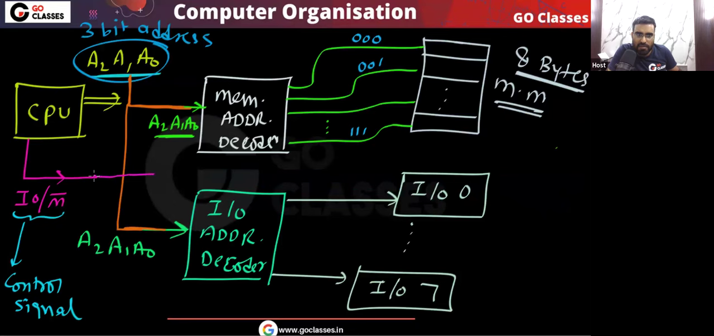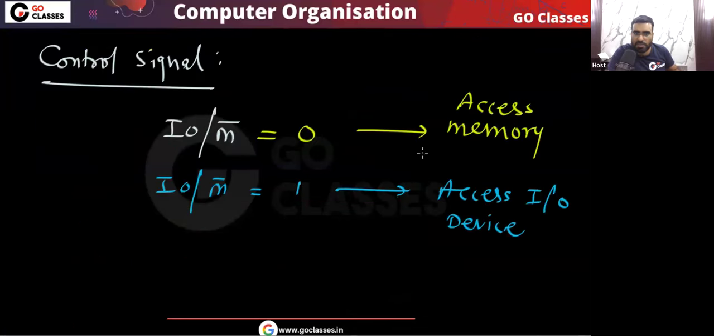Remember one more interesting thing. This signal will enable either this decoder or this decoder. This signal will enable these decoders. Now let's assume, for a moment, that this decoder has an active low enable. Now tell me, when should this decoder be activated? I am saying this decoder has an active low enable.